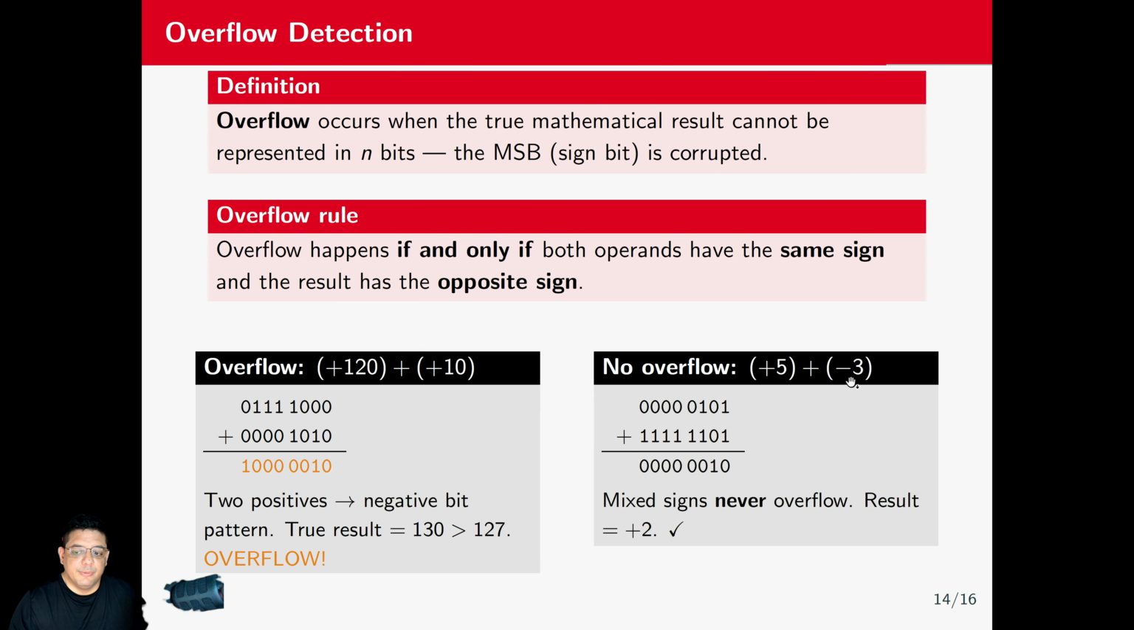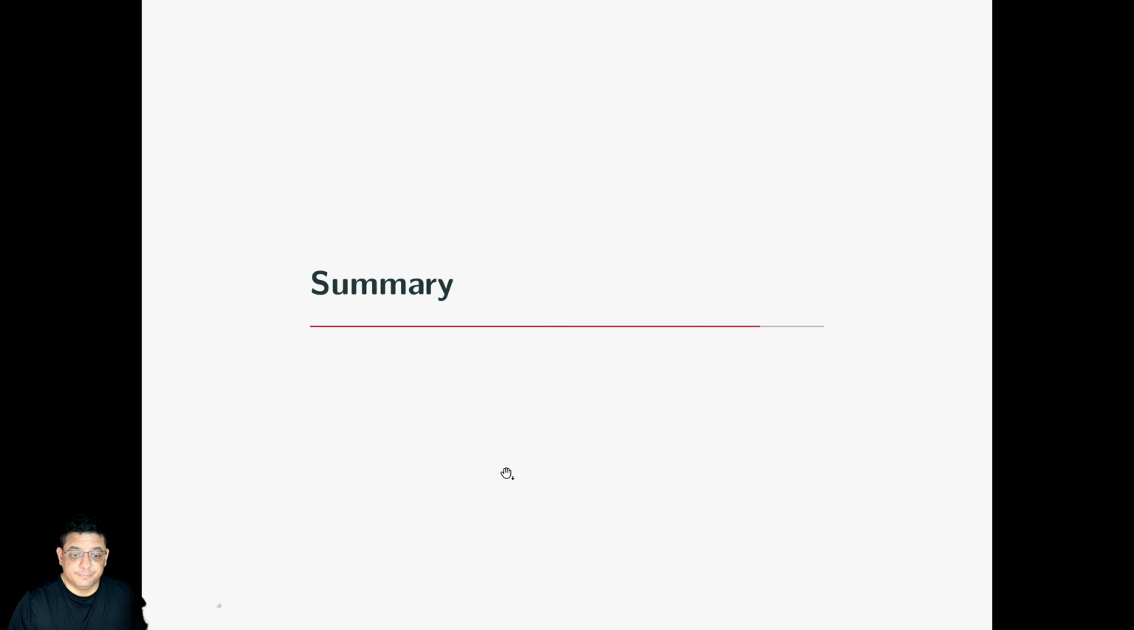Now, when we have positive 5 plus negative 3, we didn't have overflow. We have mixed signs, and mixed signs never overflow. So you have to pay attention to overflows when you have two positives.